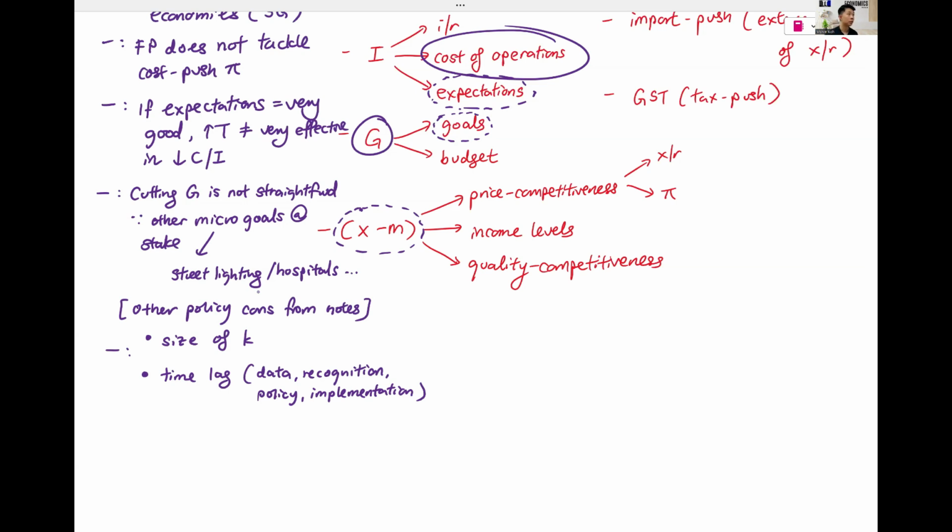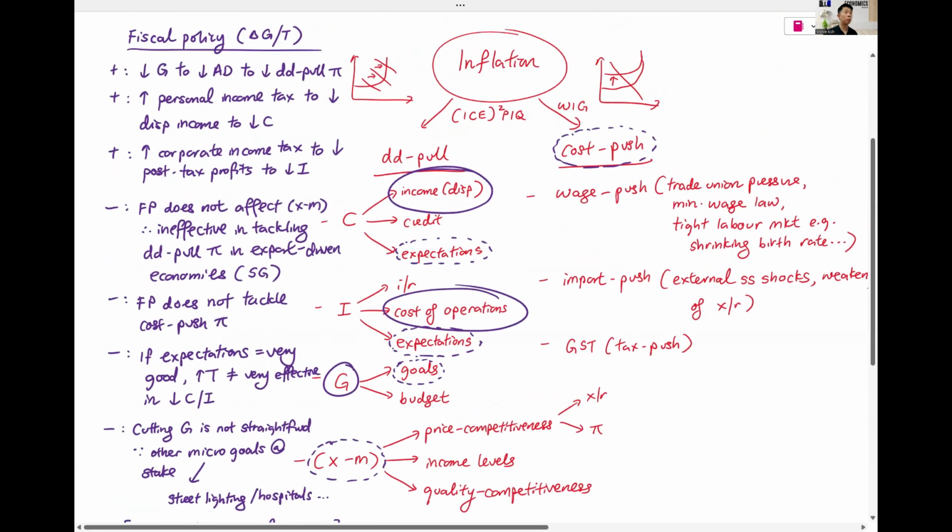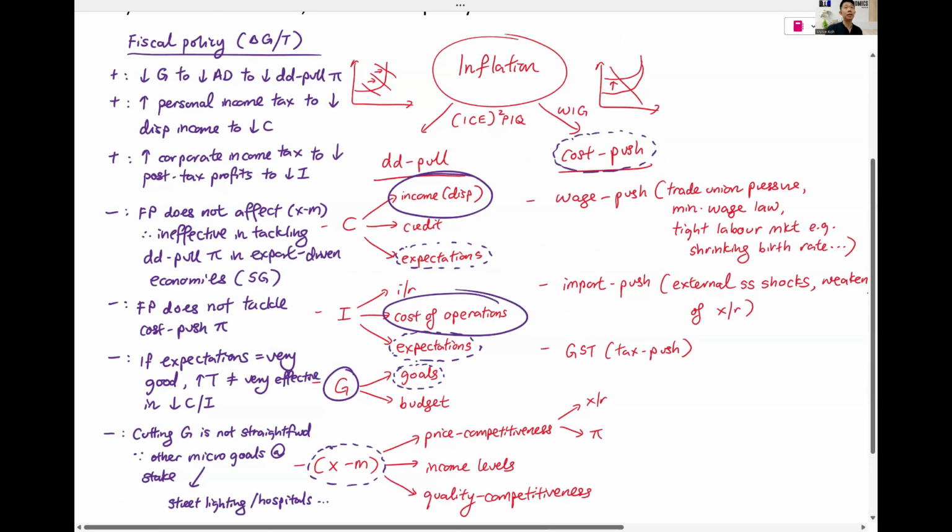So fiscal policy, pros and cons. 7 points are from this self-sustaining ecosystem. Only 2 points you need to memorize.